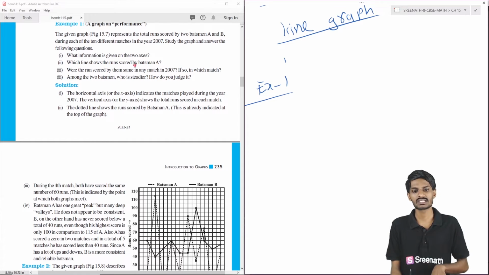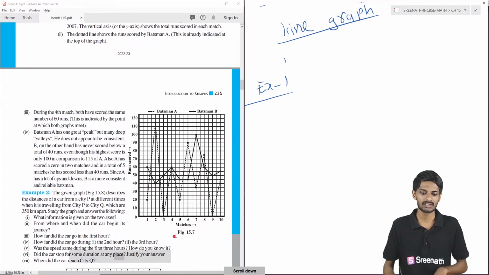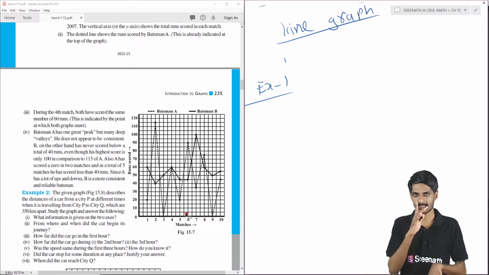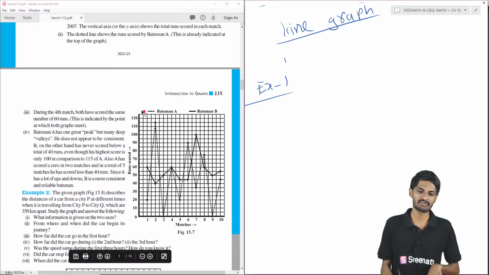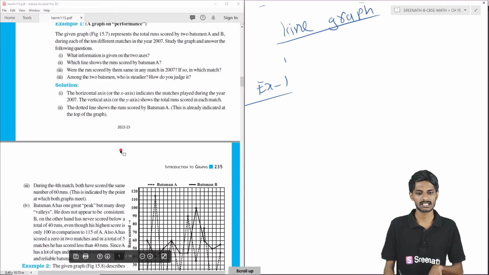What information is given on the two axes? Okay, students, it is the graph. On this x-axis, matches. On this y-axis, runs scored. So we have to tell that on the x-axis, the number of matches is given, and on the y-axis, how many runs are scored. That is the thing.